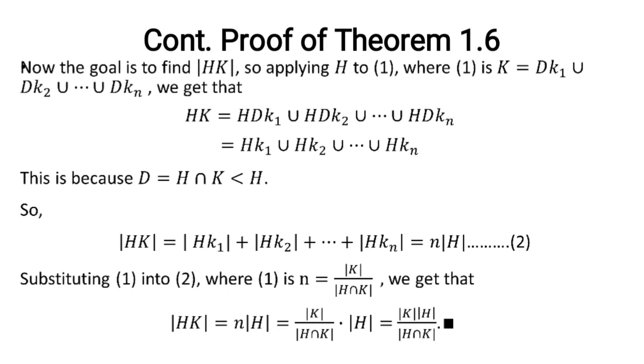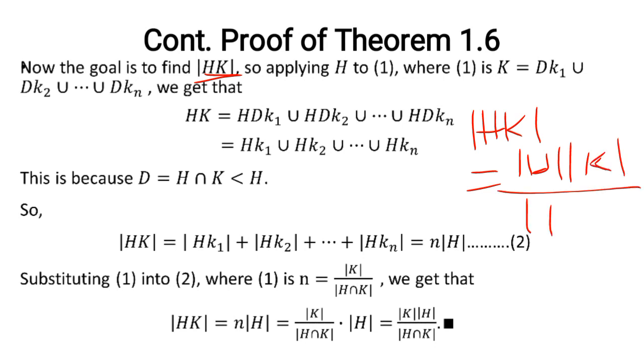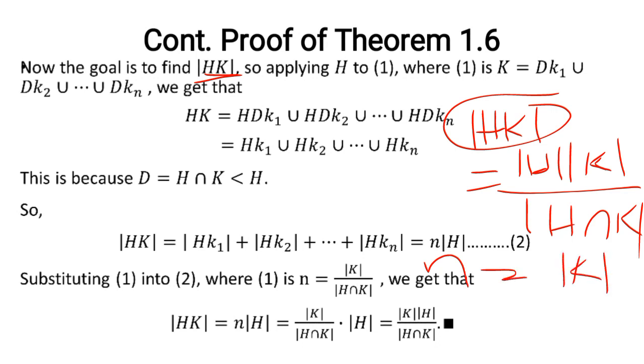Now the goal is to find this. It also says we're looking for the order of HK. We want to find it, and we want to prove that it's going to be the order of H times the order of K, all over the order of H intersection K. That's what we want to show. We need to find this. But we've been able to show that n is equal to the order of K all over the order of H intersection K thus far, okay? We haven't been able to bring in this and this. So let's see how to bring it in, okay?